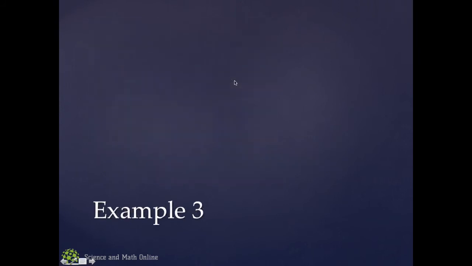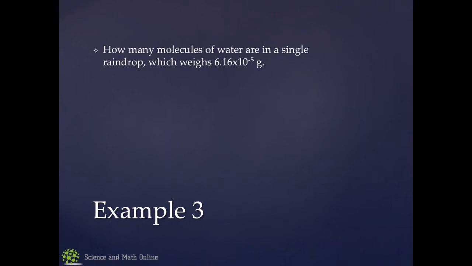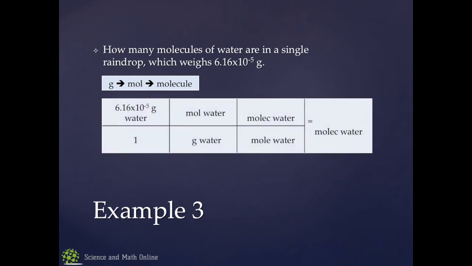All right, so let's look at an example of a multi-step problem. How many molecules of water in a single raindrop, which weighs 6.16 times 10 to the negative 5 grams? Okay, so I'm given 6.16 times 10 to the negative 5 grams. That needs to go on top. And then I need to get to molecules. According to the mole road, I have to go through moles. So it's going to be grams to moles, and then moles to molecules. Okay, and so that's going to look like this.